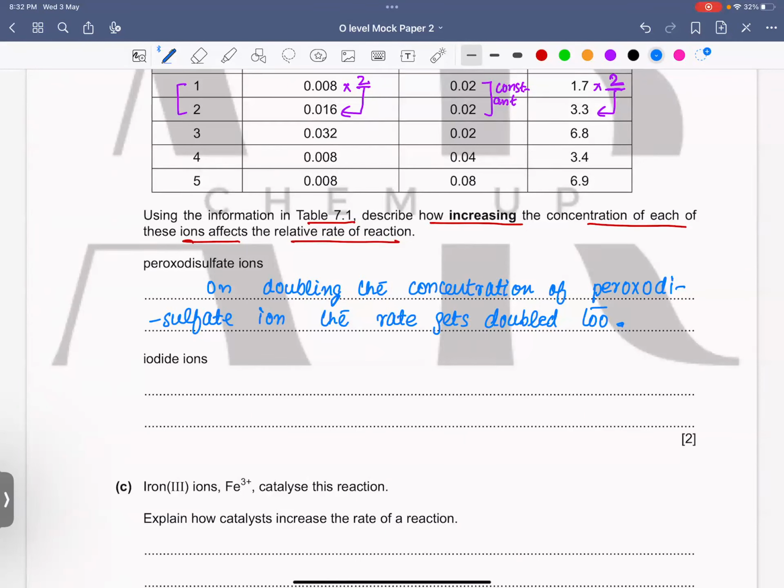You can just write that as the concentration increases, the rate will also increase. That is also fine.